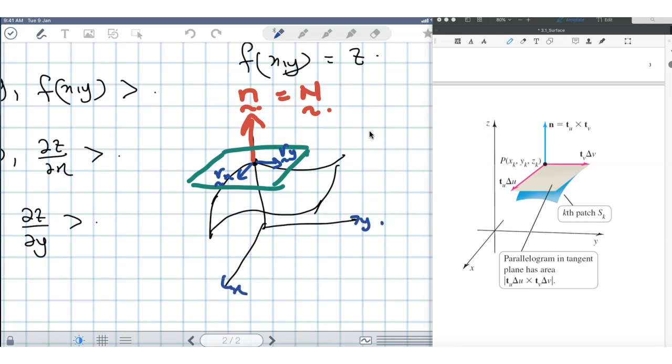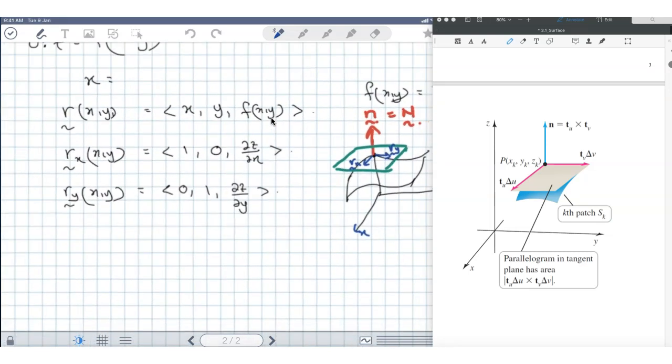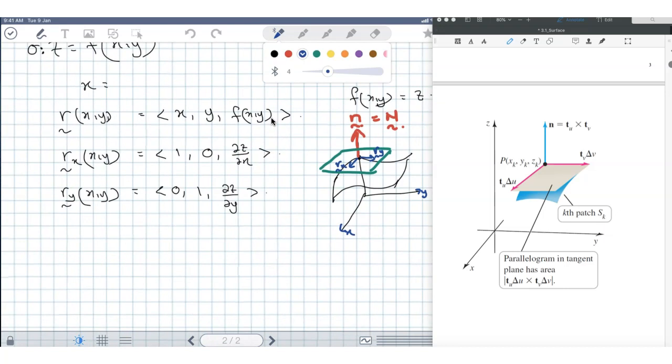Because rx and ry are vectors, right? When they have a cross product, we know that you can obtain rx cross ry. The rx cross ry is the vector perpendicular to these two vectors, rx and ry. The vector perpendicular to these two vectors is actually the normal vector to the surface. So to get the normal vector to the surface, what you have to do is find the cross product. The normal vector to the surface is the cross product of rx and ry.